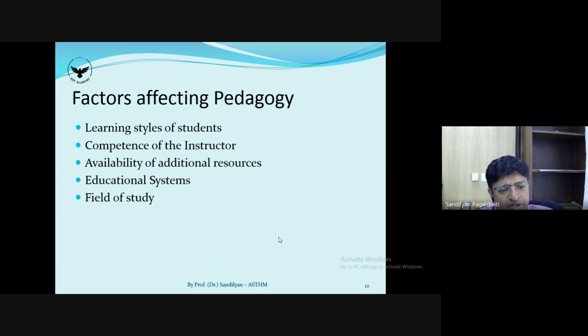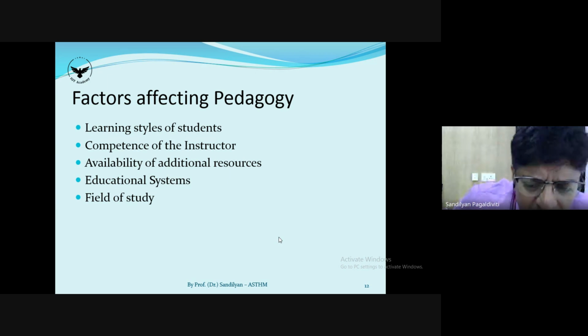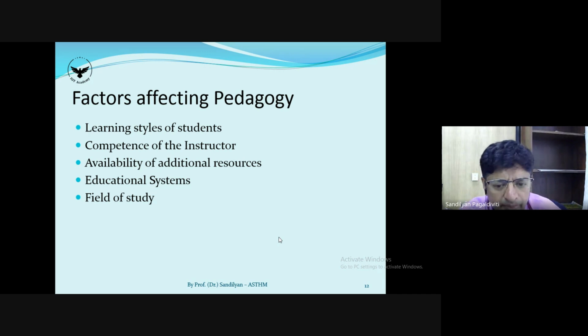The educational system also gives an important role here, because you are forced to teach what the system asks you to. You cannot teach whatever you want to. And the field of study, obviously, because there are certain fields of study where there is less option to be creative, and there are certain fields of study where you can be very creative and innovative in your pedagogy choices. So we'll look at these points in a little bit more detail in the coming slides.